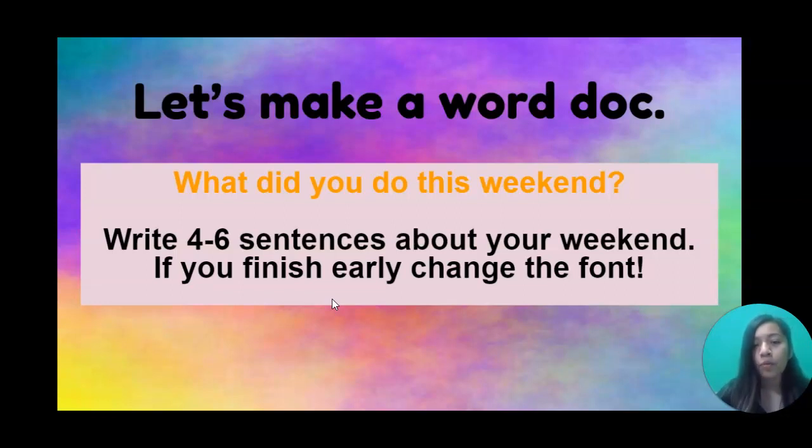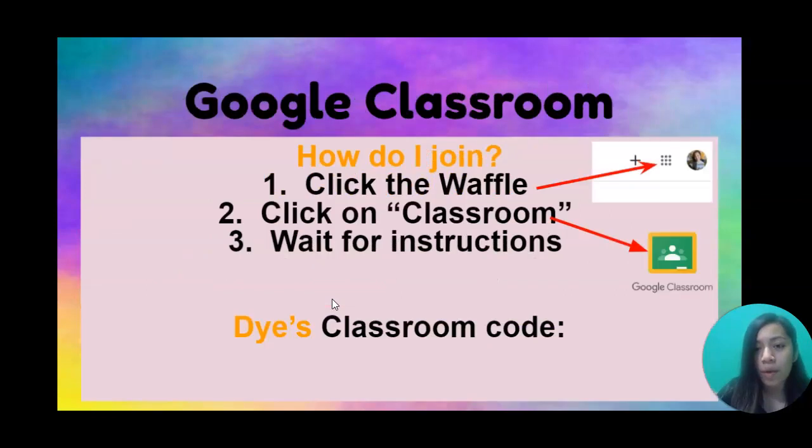However, before we move on to finishing up our Word doc, we are going to go to my Google Classroom. You're going to join my Google Classroom today. You might be asking, how do I join? Well, you're going to click on the waffle, and then you're going to click on the icon that looks like this, the green and orangey yellow one that says Google Classroom. And then you are going to type a code.